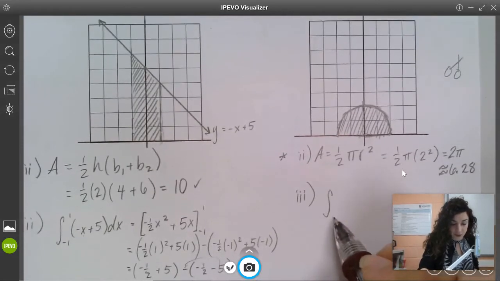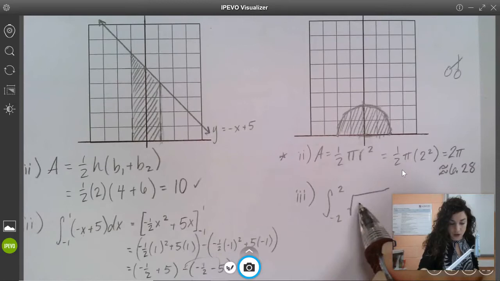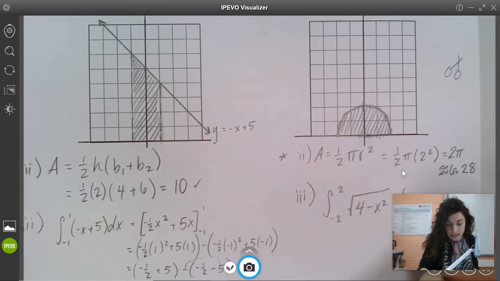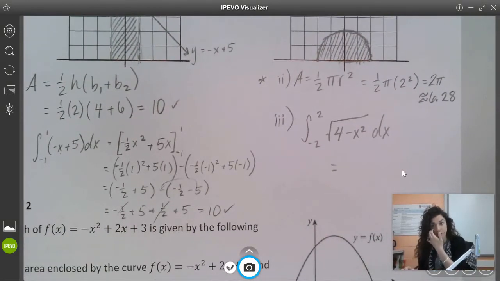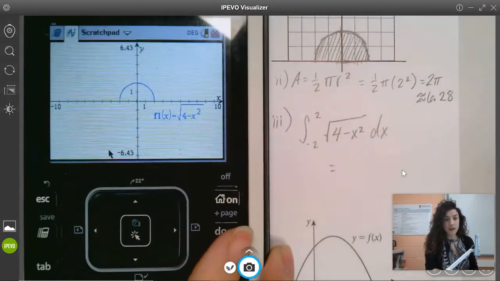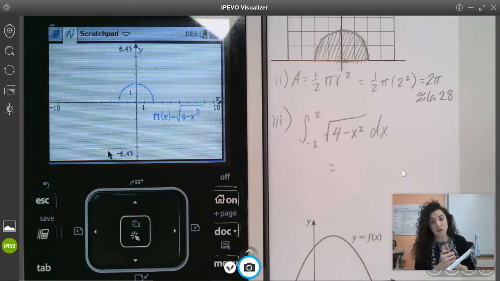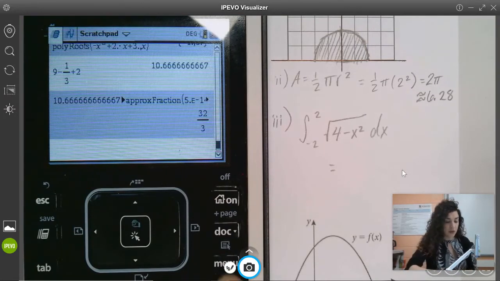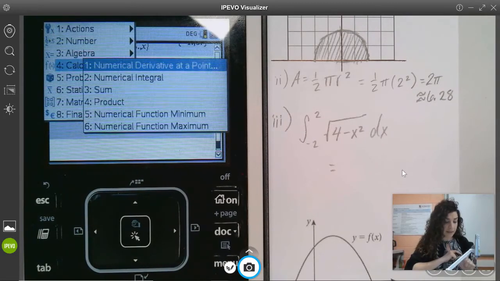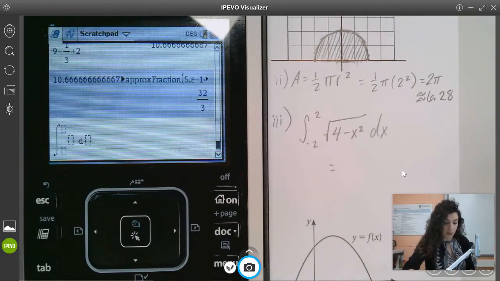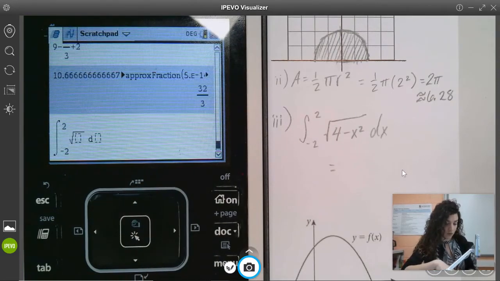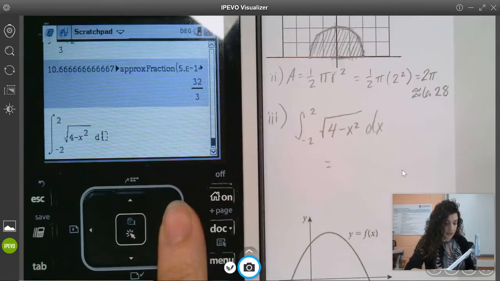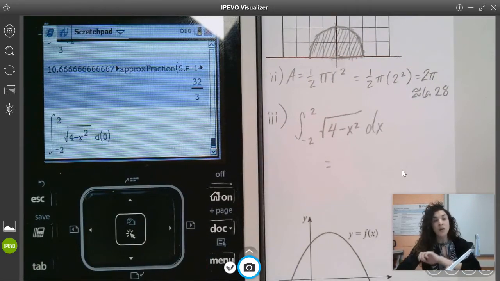Now, finding the integral between -2 and 2 of the square root of 4 minus x squared dx, we don't know how to find the equation of the integral for this because we haven't learned it. There is a way for sure that we could calculate this with the chain rule, but we don't know the chain rule, so we're going to use our calculator. So we go to menu, we go to probability, and we go to numerical integral. And we're going to go from -2 to 2 of the square root of 4 minus x squared dx.